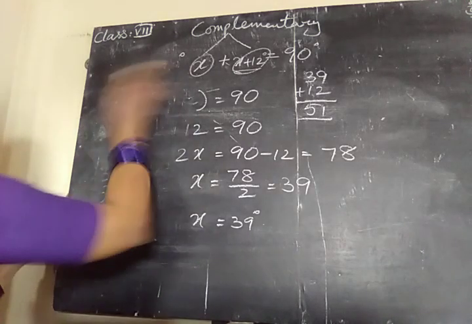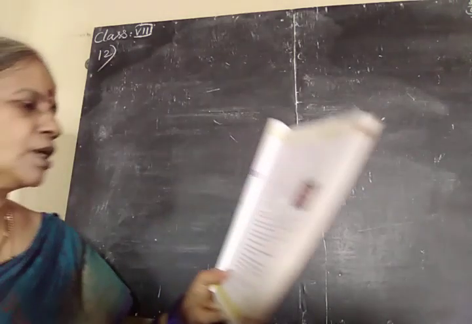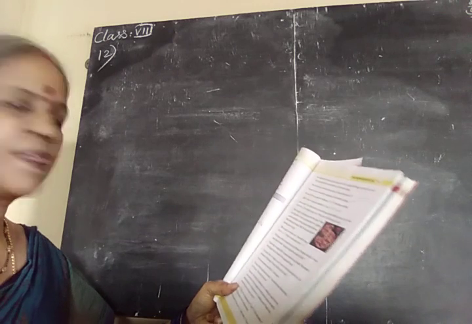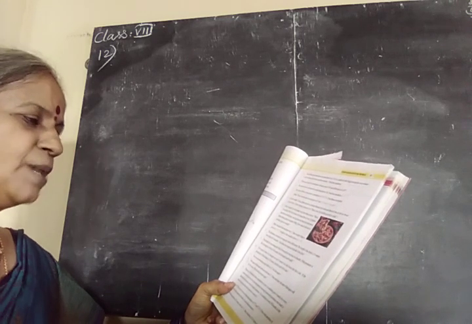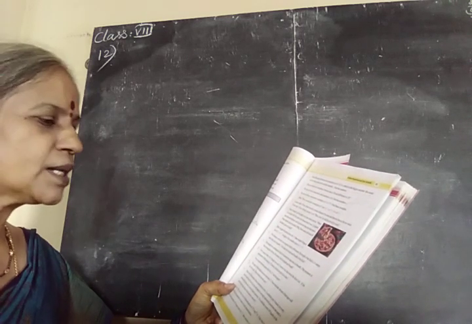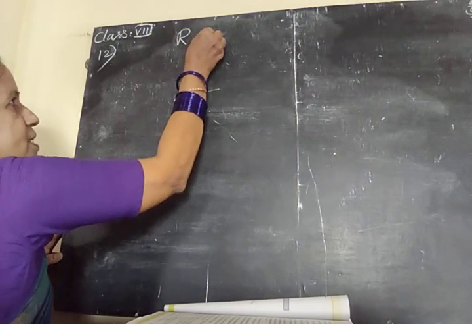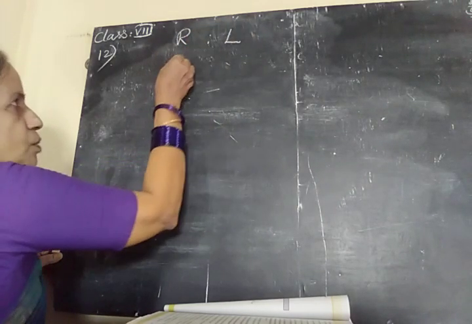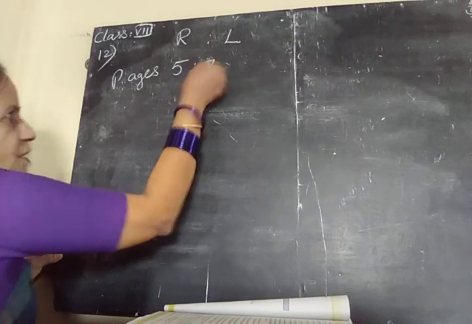Now, next 12th question. The ages of Rahul and Lakshmi are in the ratio 5:7. 4 years later, the sum of their ages will be 56 years. What are their present ages? Their present ages are in the ratio 5:7, Rahul's age and Lakshmi's age.